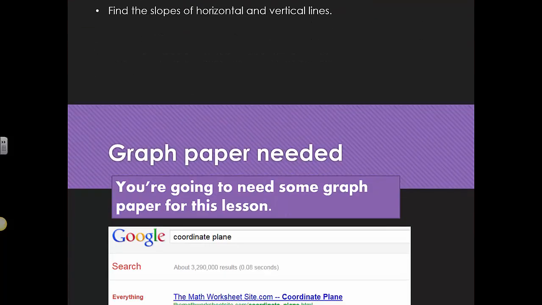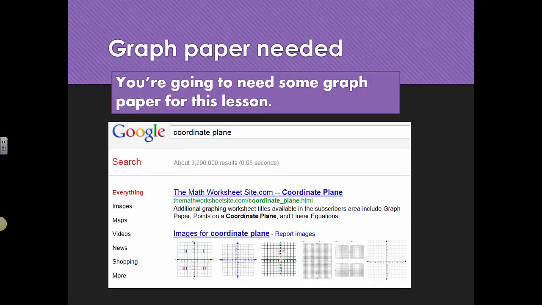So we're revisiting some of the things you guys did in algebra. You will need graph paper for this lesson and for the next lesson. So I suggest just Googling coordinate plane. All kinds of images for coordinate planes come up, and what I usually do is just grab some of those images and throw them in a Word document and then print off graph paper. So that's one thing you can do.